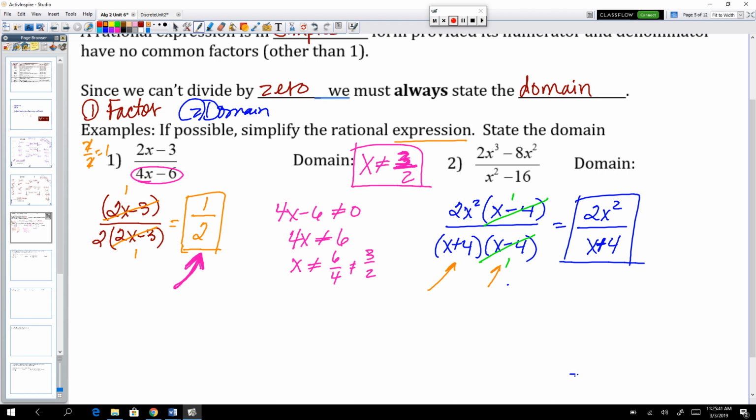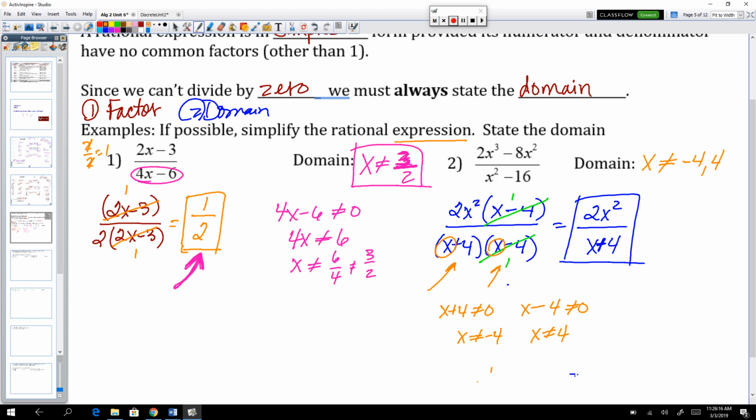And at this stage of simplification, it was very clear to me that x plus 4 can never equal 0, and x minus 4 can never equal 0. Therefore, x cannot equal negative 4, and x cannot equal 4. Because if I had entered those values here for x, I would have been dividing by 0, and that's trouble. So the domain is everything. X can be anything in the world except negative 4 and 4.